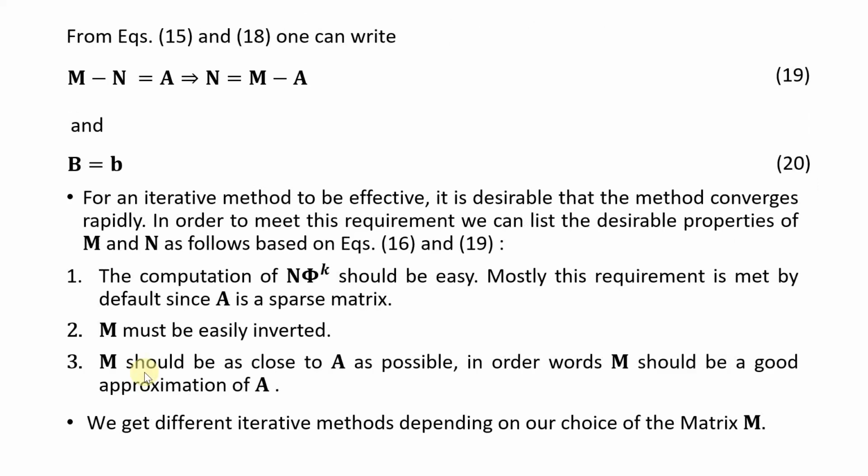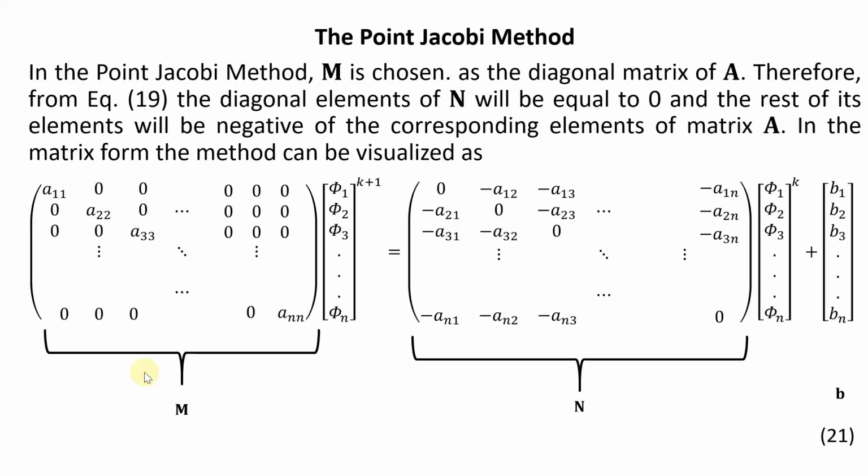and for faster convergence matrix M should be easily inverted. The third requirement is that matrix M should be as close to A as possible, or in other words, M should be a good approximation of matrix A, then we can attain faster convergence. Just as we mentioned, we get different iterative methods depending on our choice of matrix M. Now we are going to discuss two very basic iterative methods.